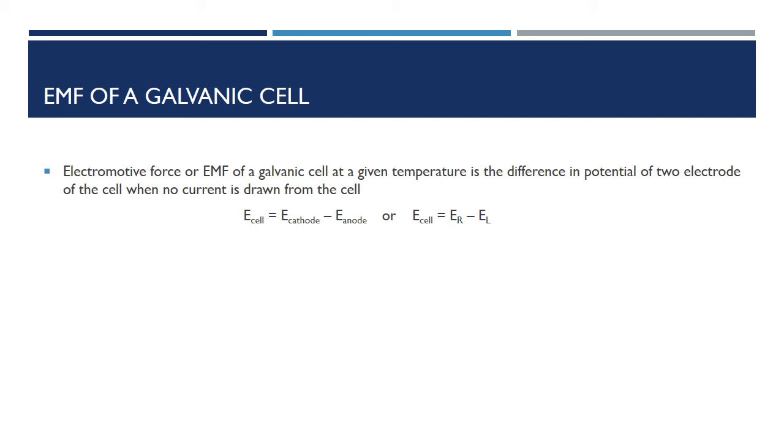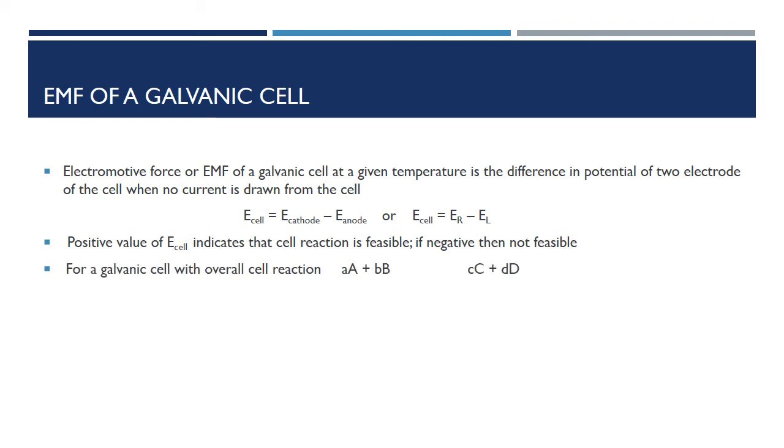Electromotive force, or EMF, of a galvanic cell at a given temperature is the difference in potential of two electrodes of the cell when no current is drawn from the cell. E cell is equal to E cathode minus E anode. A positive value of the EMF indicates that the cell reaction is feasible. If the value is negative, it means that the cell reaction is not feasible.